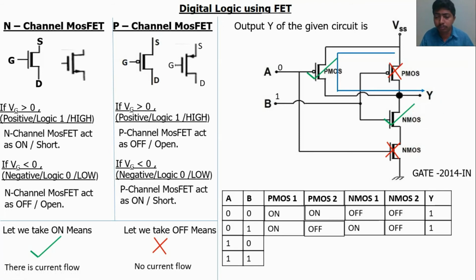You should know: here NMOS is closed, the switch is closed, so there is no current flow from source to ground. Only current flows from source to load. So output Y is equal to 1.